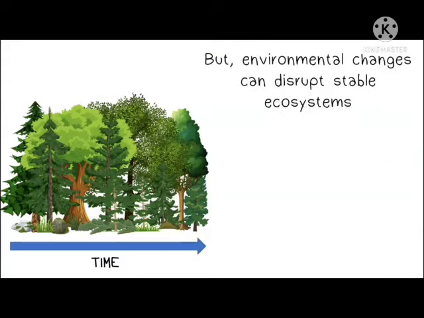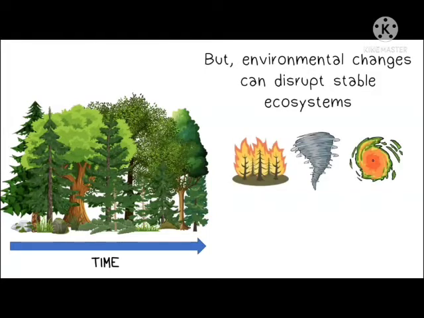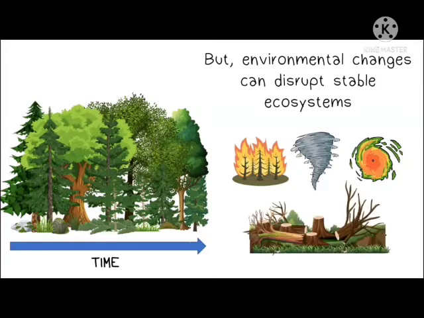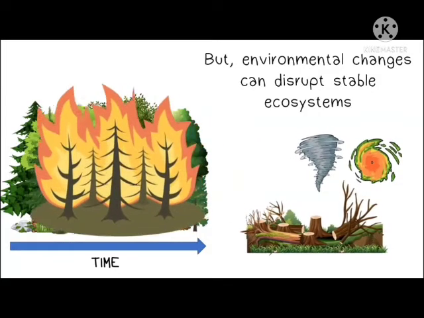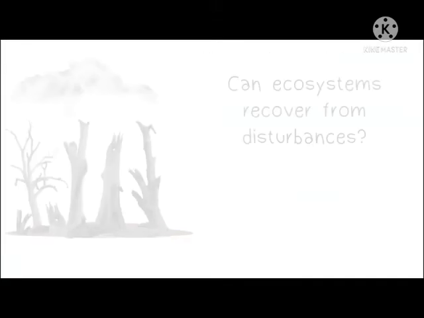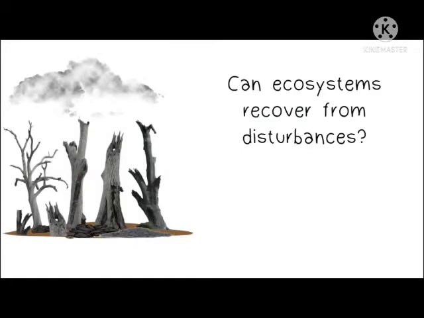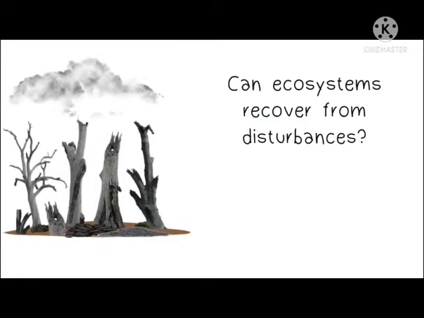But environmental changes can disrupt a stable ecosystem. These include wildfire, tornado, hurricane, and human activity like deforestation. Can an ecosystem recover from disturbances?